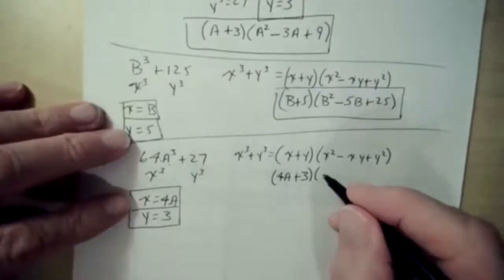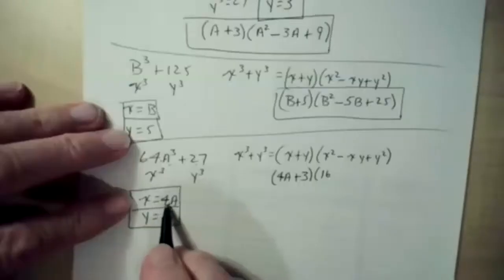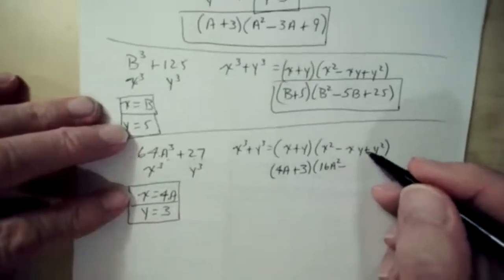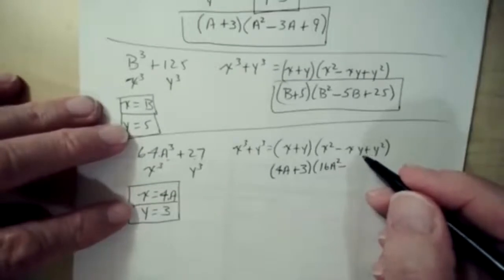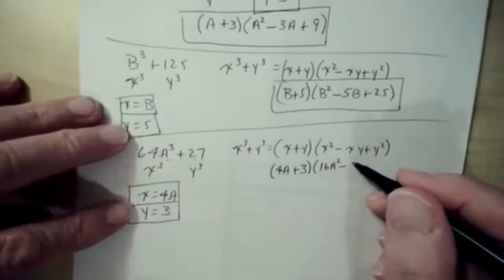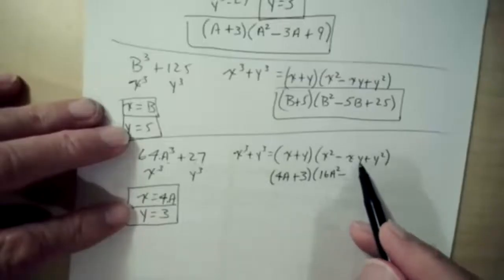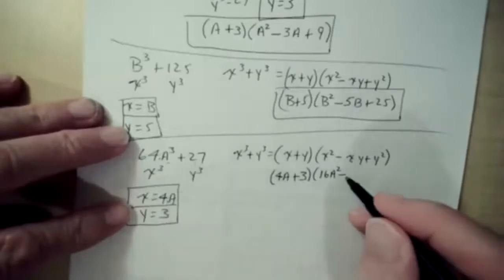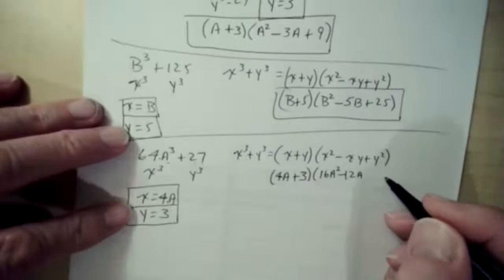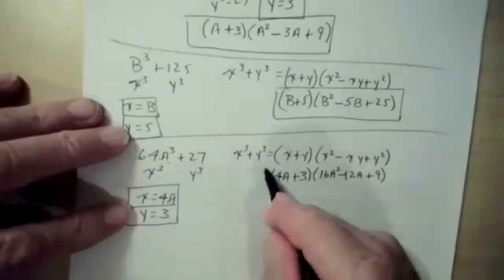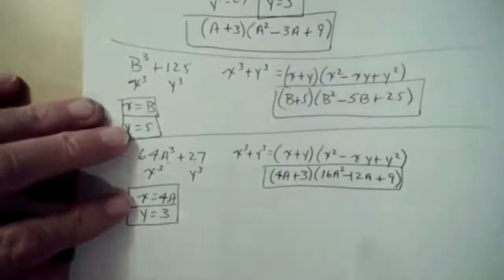Good. And x squared. Now, this is where you have to pay attention. 16a squared. Excellent. 16, because we have to square everything in here. 16a squared minus xy. 12a. Man, I'd have bet money you wouldn't have gotten this one. This is x times y, so that's going to be 12a, right? Yeah. And y squared is? Plus 9. Excellent.